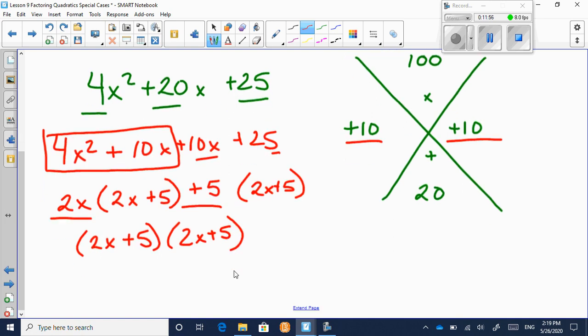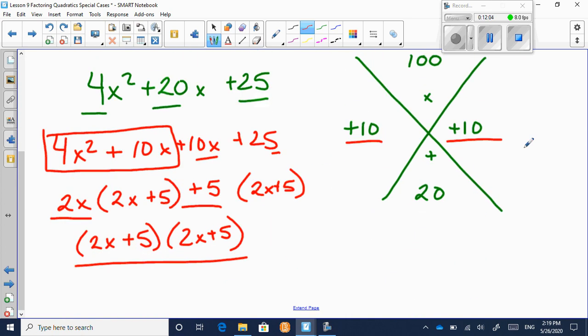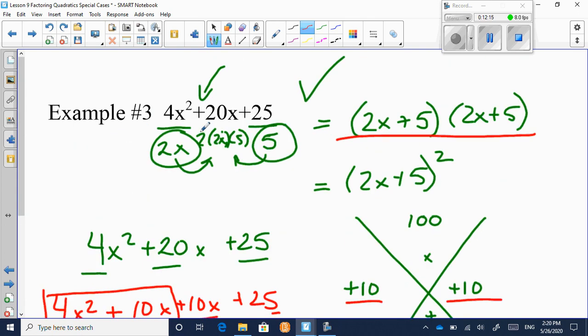There it is. But look at this. We get the same thing as we did here, which is 2x plus 5 times 2x plus 5, which is also equal to 2x plus 5 squared. Okay? So you get the same thing. It's just that this way, if you recognize that you have a perfect square trinomial, it's a little bit easier to do it right off the bat.